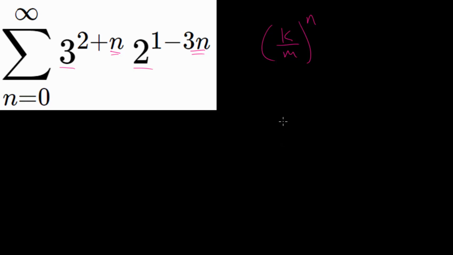In fact, our common ratio, this k over m, we could just call this r. If this common ratio r is less than 1 and bigger than negative 1, then we can actually add this series up and find an answer. So let's try to manipulate this into a geometric series so that we can follow that strategy.